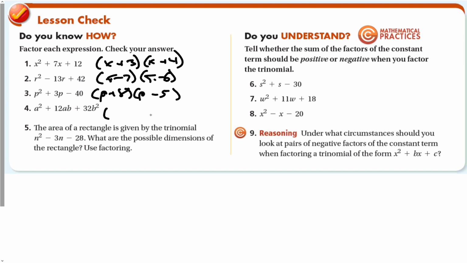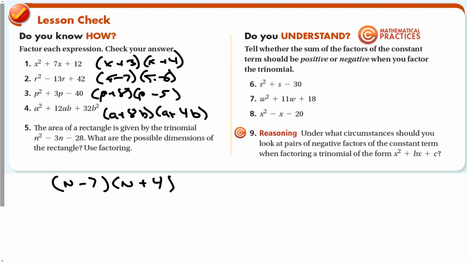And then finally, this one is going to have an a in the front. It's going to have a b in the back. Now we just need to find the factors of 32 that add up to 12. 8 and 4. Plus 8b plus 4b. Same for the word problem here. The factors of 28 that, when you add a positive and negative together, you get a negative 3. So that's going to be n, and the bigger number is going to be negative: n minus 7, n plus 4.